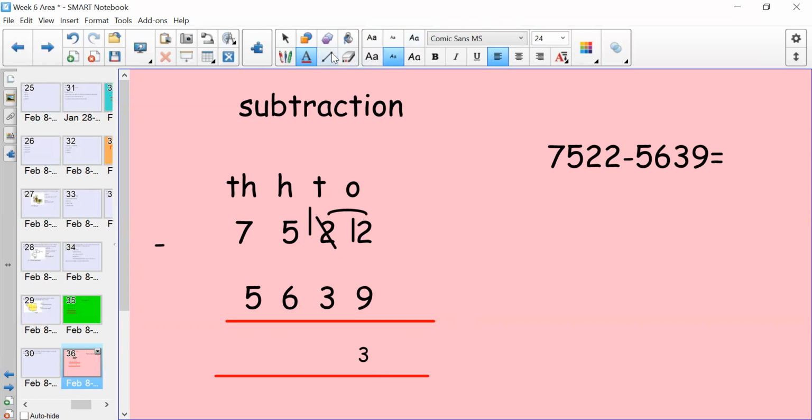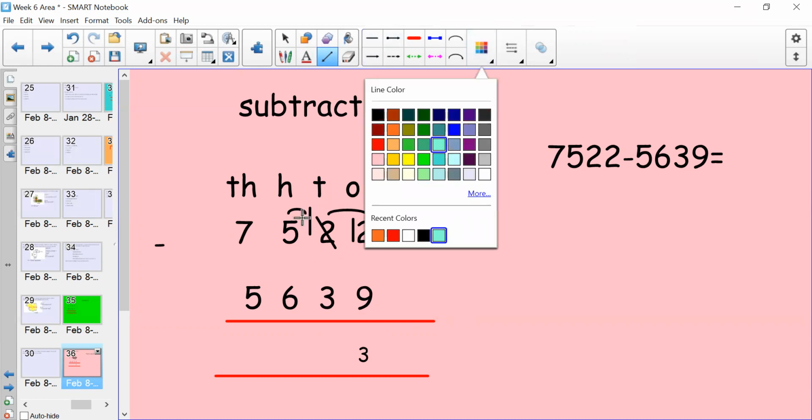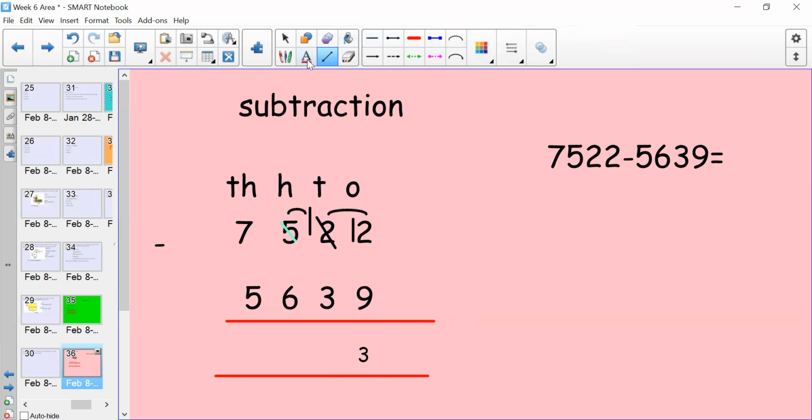So now we need to go to the hundreds column. So we go to the 500, and then that 500, we're going to cross out, and it's going to become 400. So we just put that number there. And then the 100 that we took away is going to go next to the 1 to create 11. Okay, so now we've got 11 take away 3, which is 8.